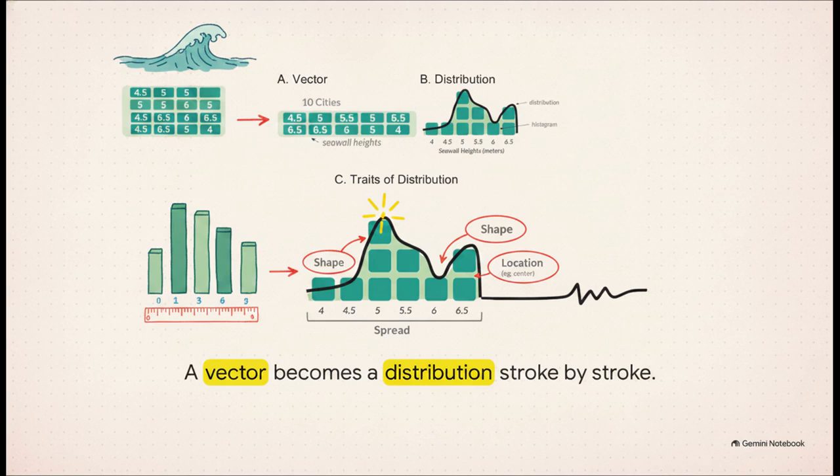Okay, so take any numeric vector of those sensor samples. Let's say it's a list of 100 seawall heights. That list is actually a distribution just waiting to be seen. If you stack those values in order and then count how often each range occurs, well, you've just drawn a histogram. And if you go ahead and smooth out those blocky bars, you've sketched your density curve. Stroke by stroke, a simple, flat list of numbers transforms into a tangible geometric shape.